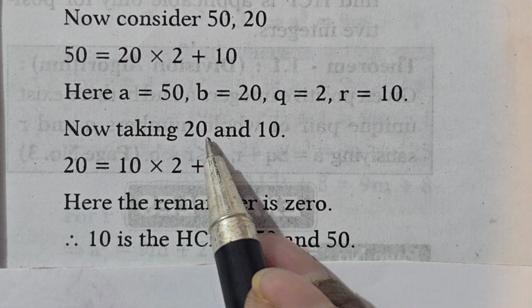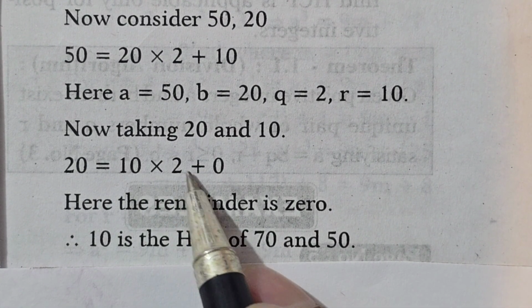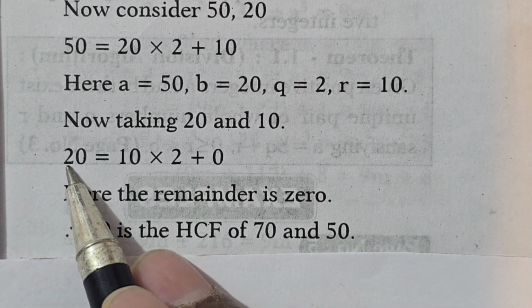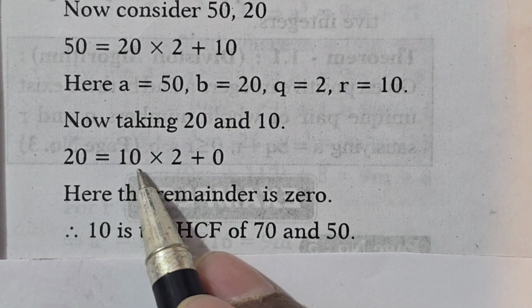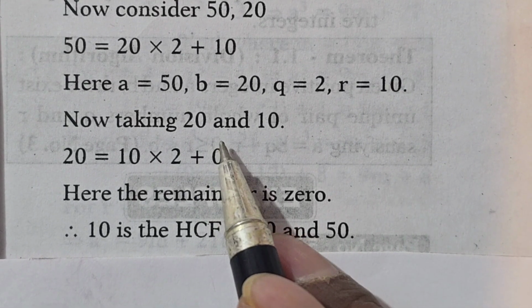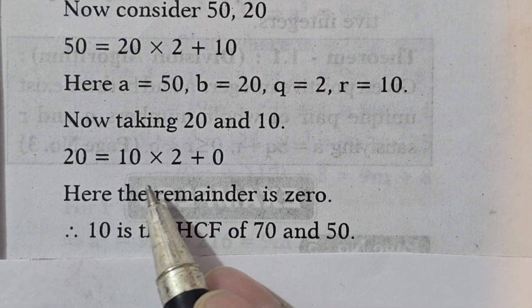Now taking 20 and 10, 20 is equal to 10 into 2 plus 0. So 2 times is 20, there is no remainder. So we should continue this same until we get remainder 0.